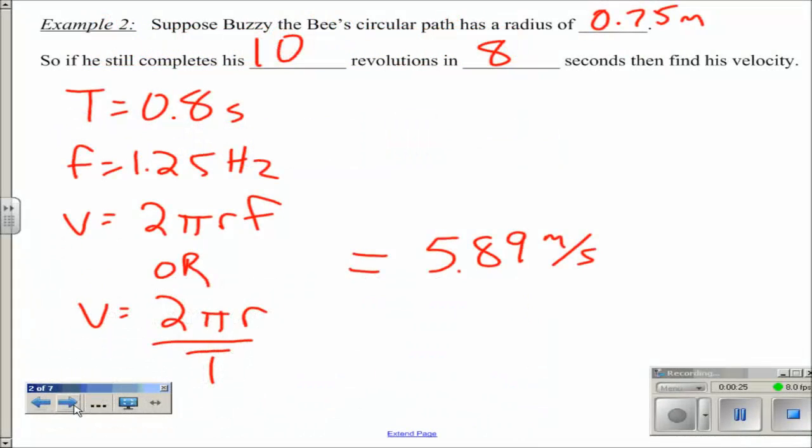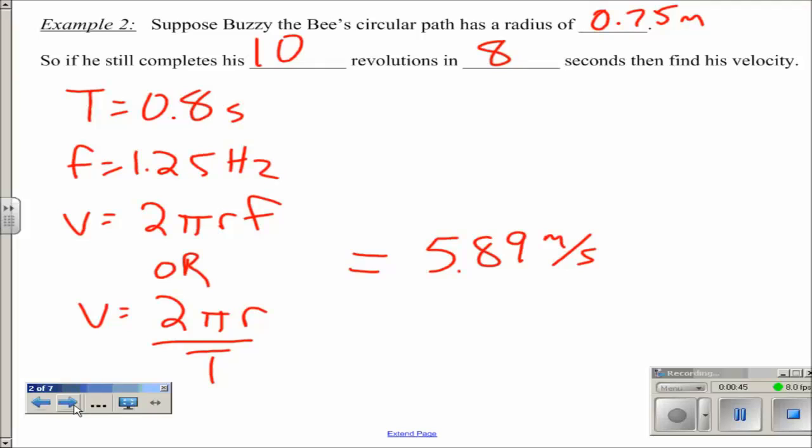All right, so at the end of the last video, we were talking about Buzzy the bee. He was spinning around in a circle. His radius was 0.75 meters, and he had completed 10 revolutions in 8 seconds. If you've not yet watched that video, you absolutely have to go back and watch it before you watch this one, or you're going to have no idea what's going on.